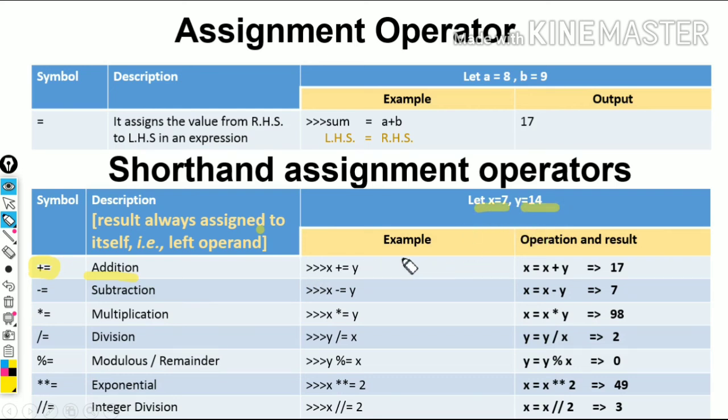In this example we have x equal to 7 and y equal to 14. All arithmetic operators are here. They will work as shorthand because they are written with assignment operators. In the first example, x plus equal to y means x equal to x plus y. Here y is added with x and the result will be stored in x itself.